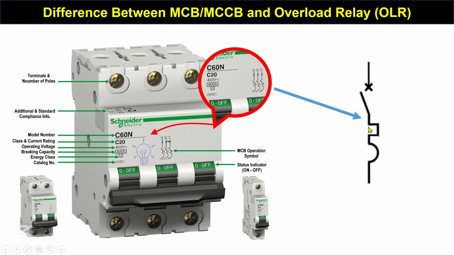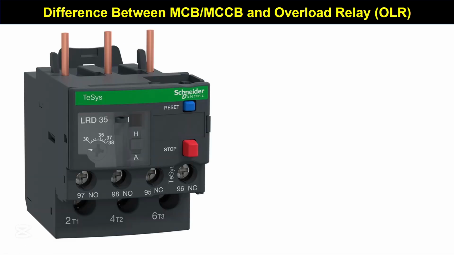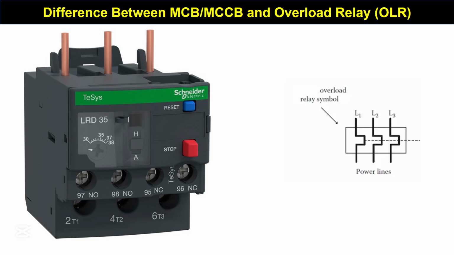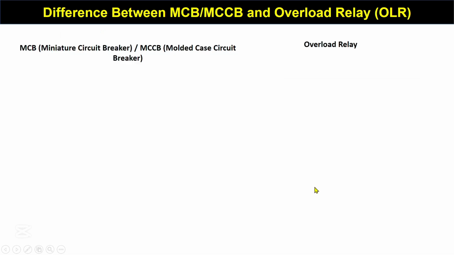This is like this. There are two things. One is a square hump, and another is a circular hump. You can remember this. I can explain what this is. This is the overload relay, and the circuit diagram for this is like this. This is the symbol for overload relay. Now, coming to the difference, what is the difference?